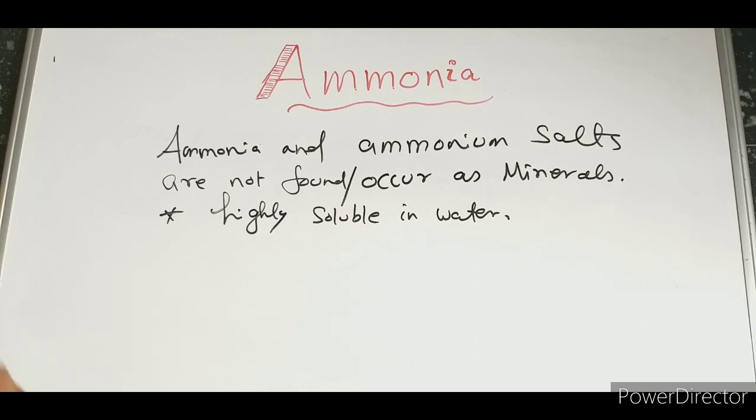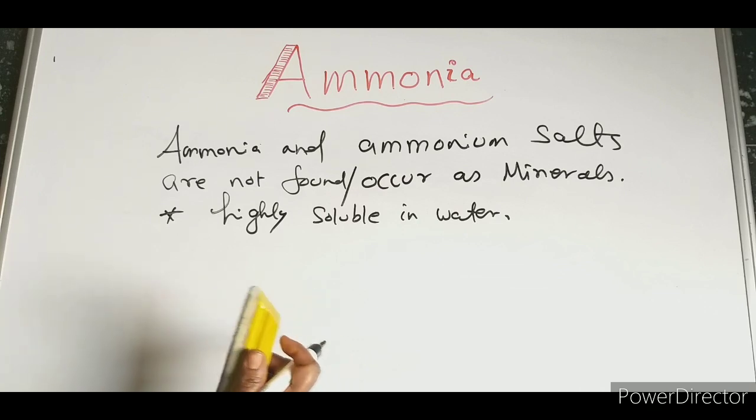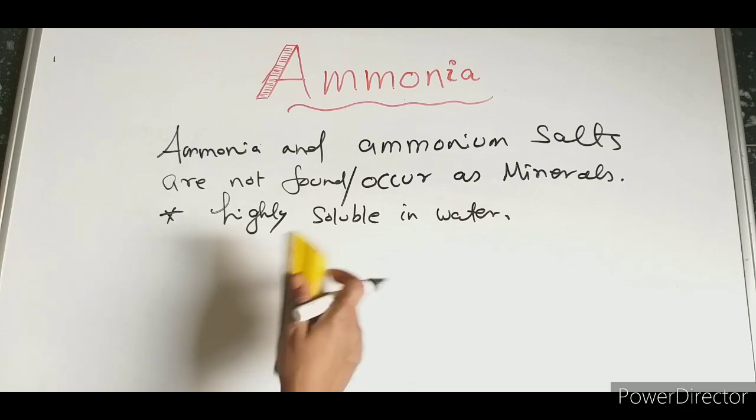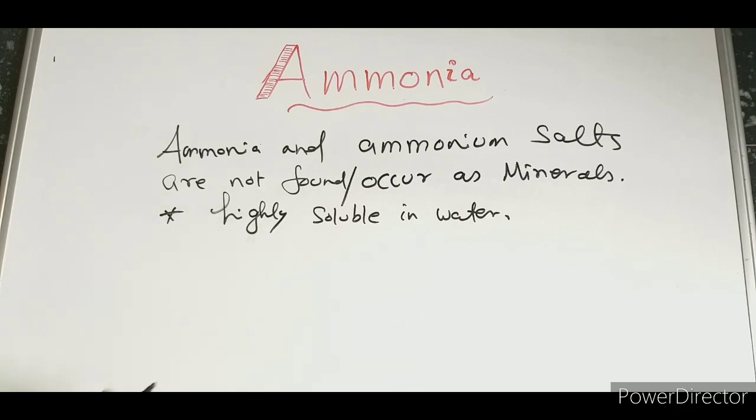So it can be found in the free state. Free state means it is in traces, some amount in the air or natural water, and in the combined state it can be found in the form of ammonium salts.